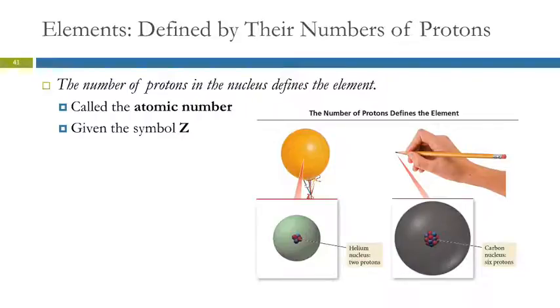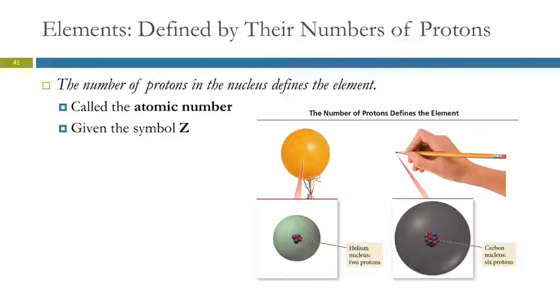The protons are like the personality or the soul of a person. You can't change who you are, but you can change what you look like. The electrons, which are on the outside of the nucleus in this electron cloud, can come and go, but the number of protons doesn't change. You can cut your hair or dye it fuchsia or change your clothes or not wear clothes, all kinds of things to change your appearance, but you can't change who you are. So the number of protons defines the element. It's called the atomic number. It's given the symbol Z.